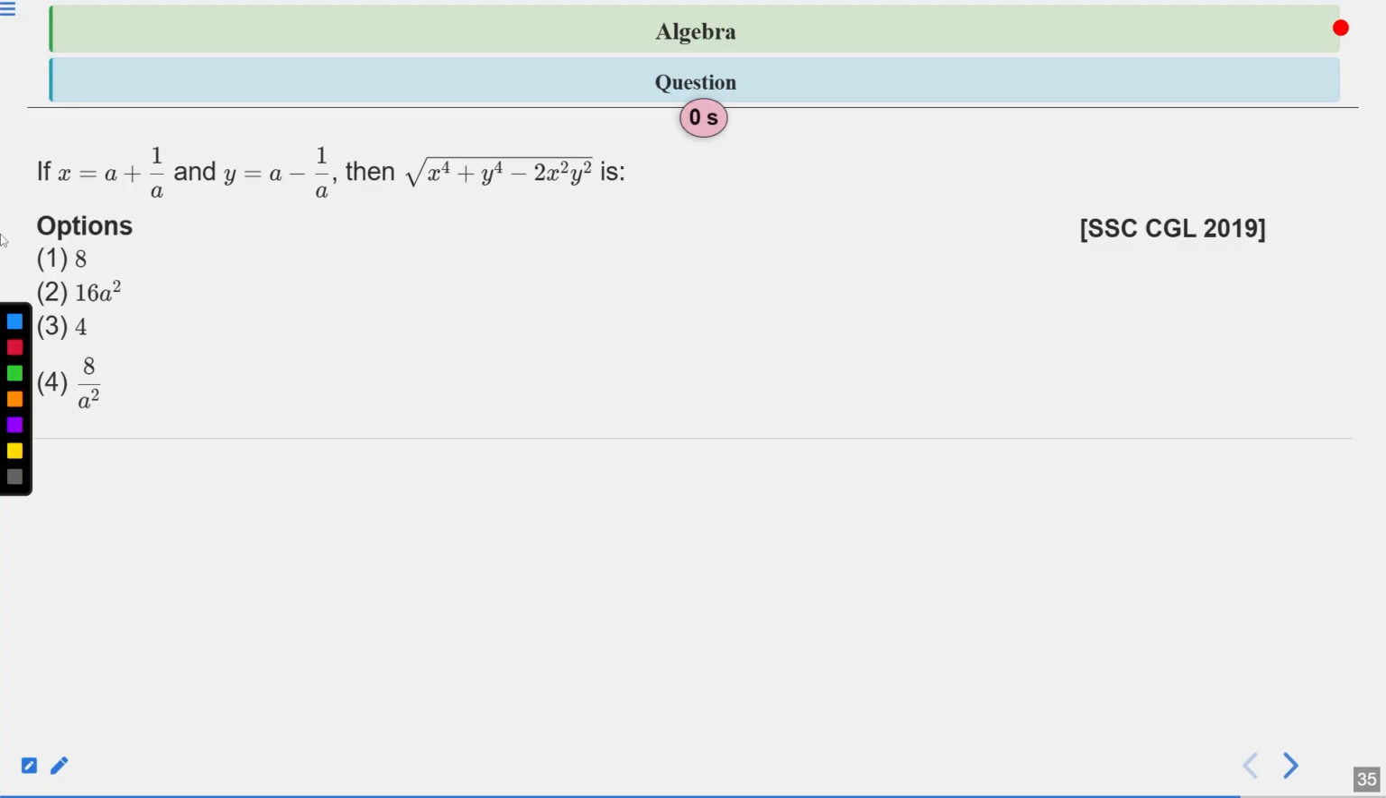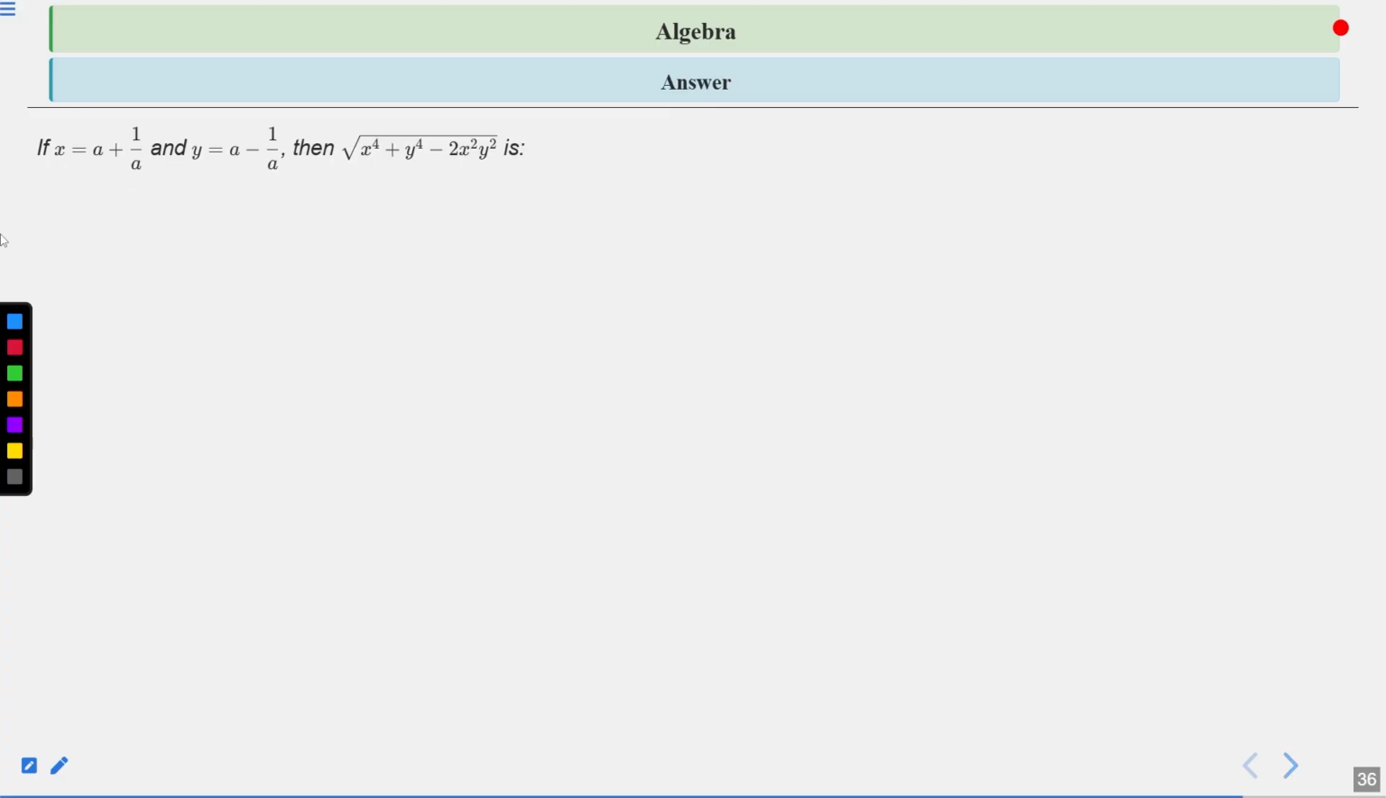Now time's up. Let's see the solution of this question. The question says that the value of x is a plus 1 upon a and the value of y is a minus 1 upon a. We need to calculate the value of under root x to the power 4 plus y to the power 4 minus 2 x square y square. So the correct answer of this question is the third one, which is 4 unit.